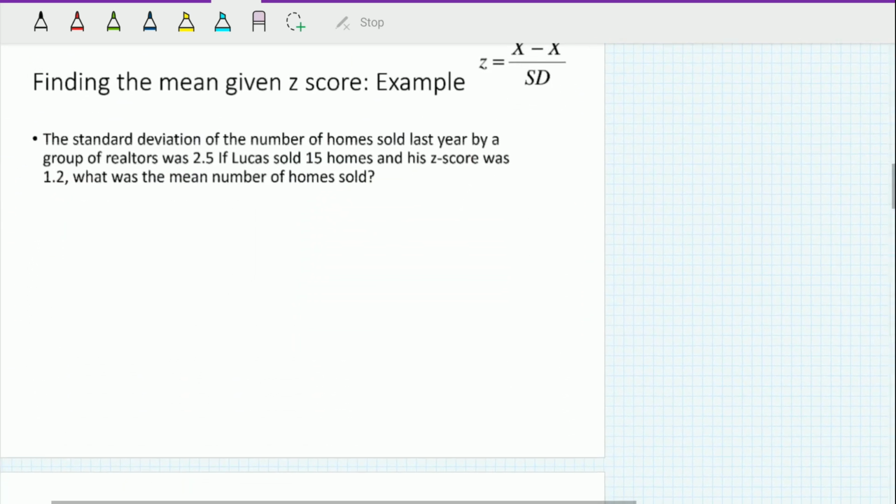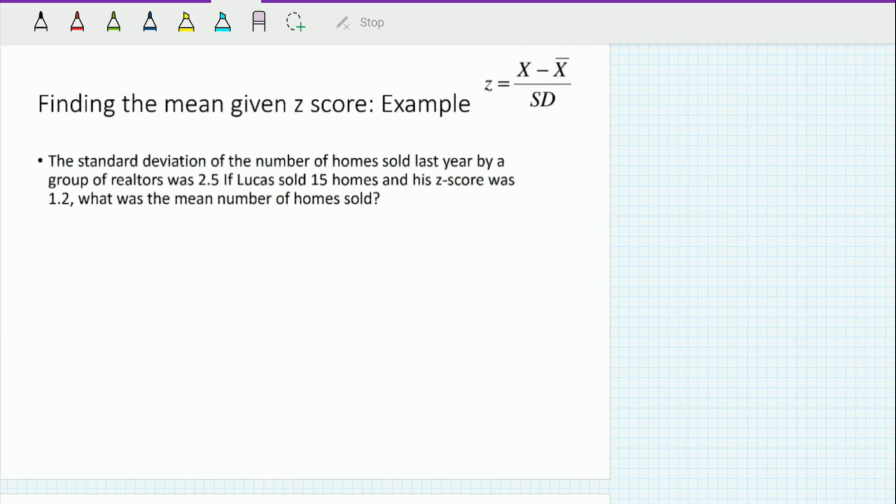So let's go ahead with this one. Pause the video and see if you can figure it out. Reading the problem, we get that the standard deviation of the number of homes sold last year was 2.5. So we know standard deviation is equal to 2.5.